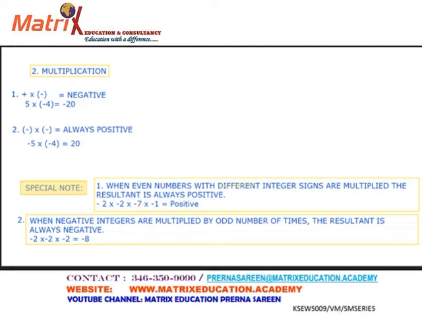It's a little typing error. It says when even numbers with negative integer signs are multiplied, the result is always positive. So I'll erase this and I'll write here negative. Now, before going on to these special notes, I will first explain with examples.